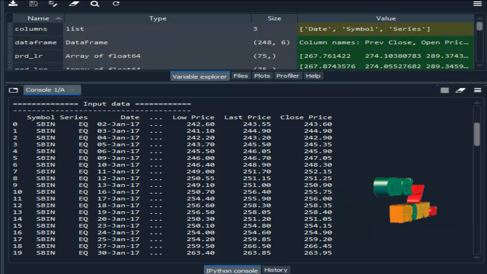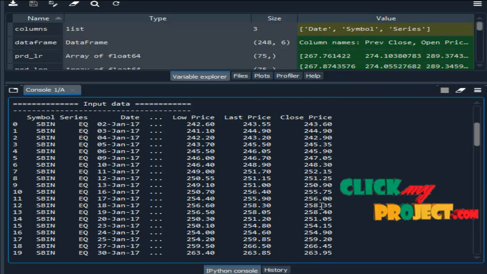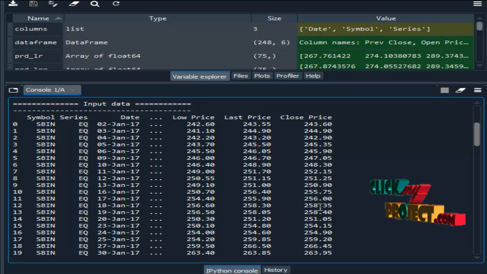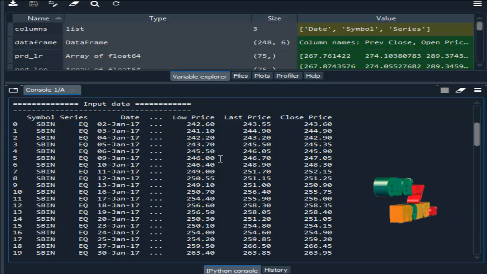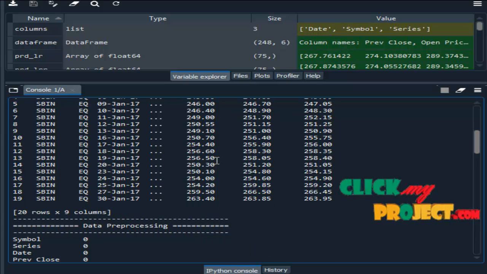Now we are going to see the result, that is the demo part, our output. So this is the output for stock price prediction using machine learning. We are running our process in Spyder IDE from Anaconda Navigator. So this is the data selection. Here we display some sample data from the data set.